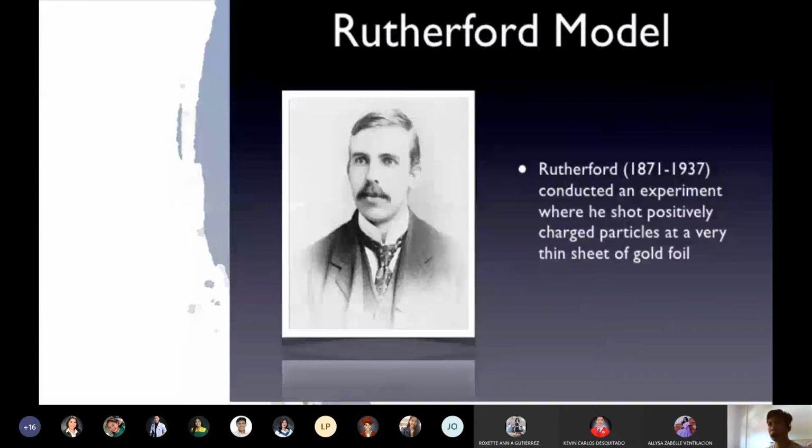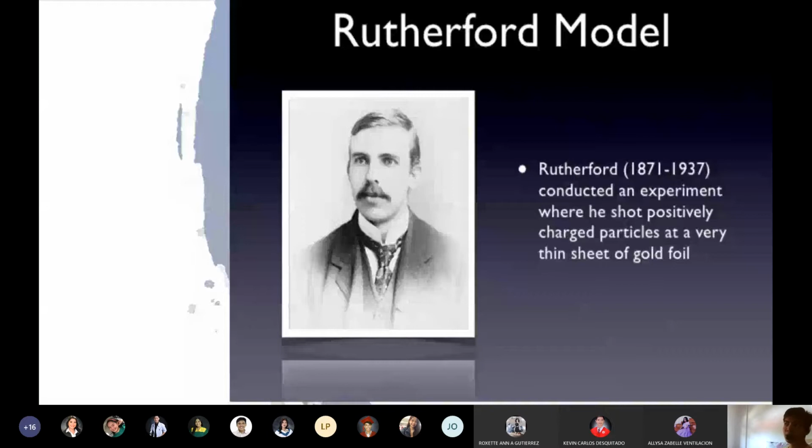This was fairly recent, early 20th century, before the World Wars. Imagine this discovery was happening while the Philippines was fighting the Spaniards. It's weird, the timelines are so different. But anyway, going to the Rutherford model.